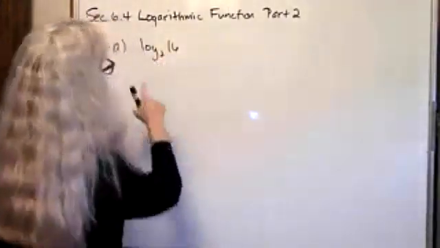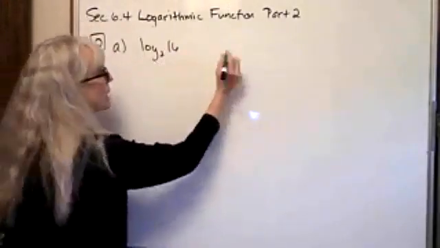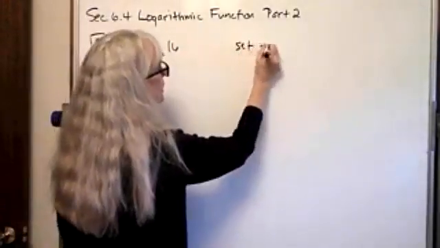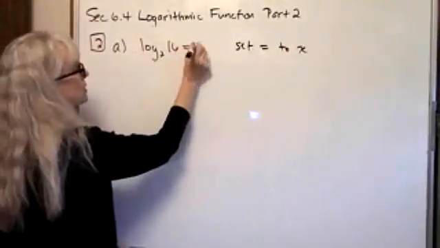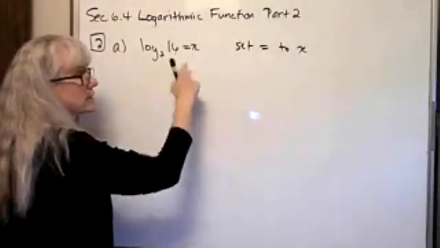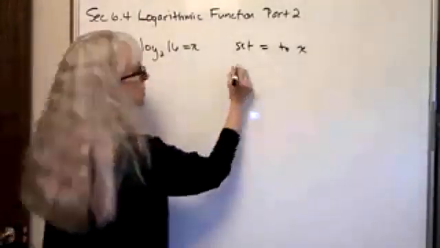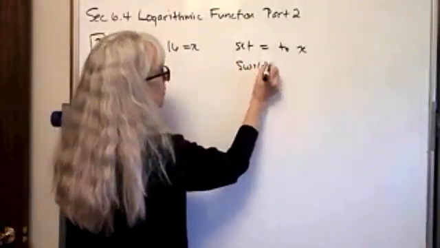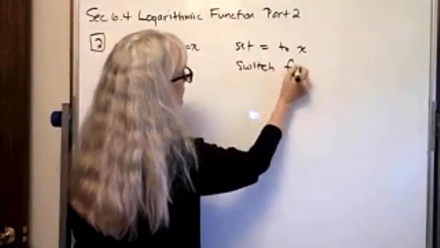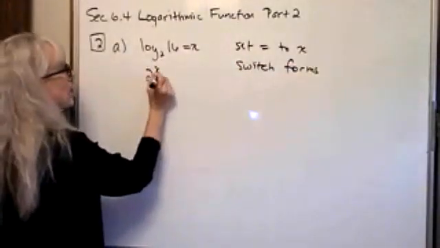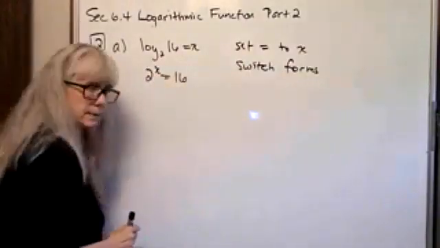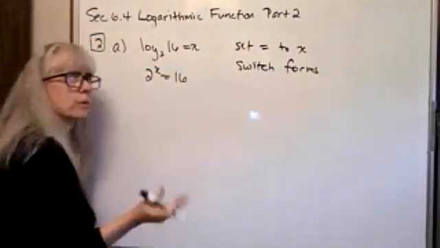So log base 2 of 16. What I'm going to do is set it equal to x, just to get a handle on it. So what we're really trying to find is x. Then we're going to switch forms. So that means that 2 to the x is equal to 16. And now we're right back where we were in the previous section.